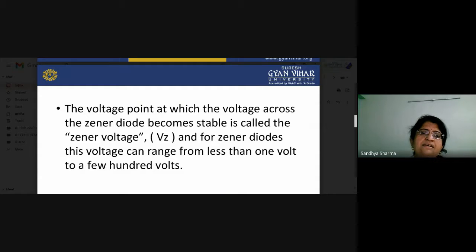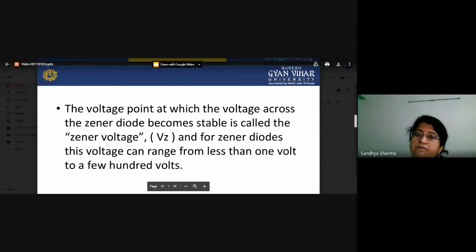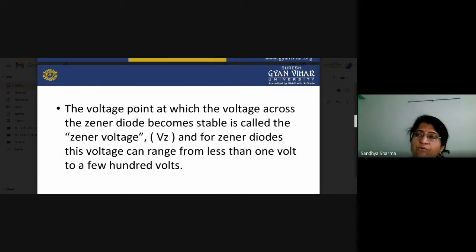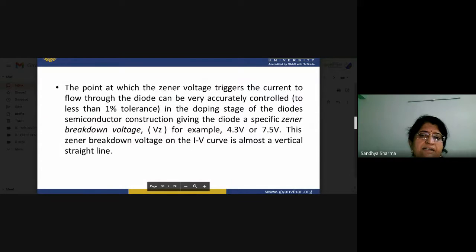So what happens here? The voltage across the Zener diode becomes constant, because even though the current increases, at this particular point the voltage stays stable, and this is called the Zener voltage. This voltage can range from less than 1 volt to a few hundred volts, meaning Zener diodes can be designed in different ratings. We can design a specific Zener breakdown voltage and accurately control the output voltage of the Zener.